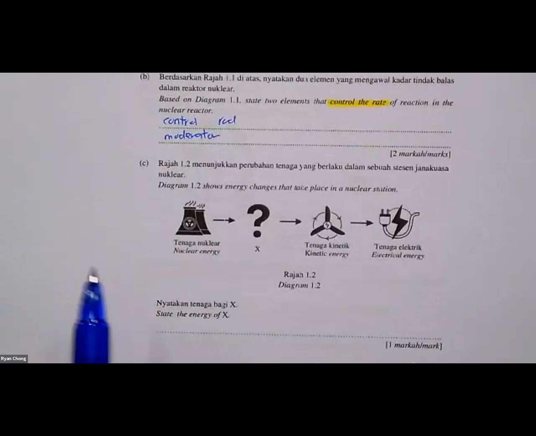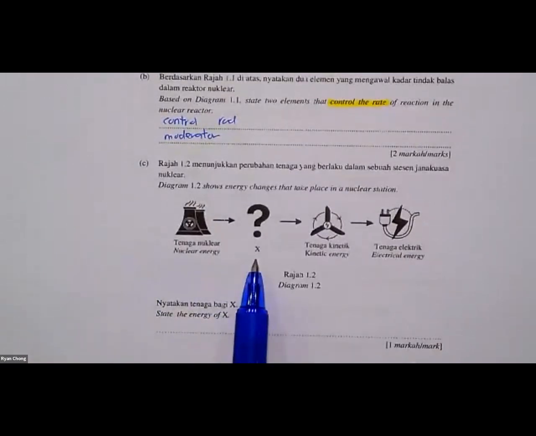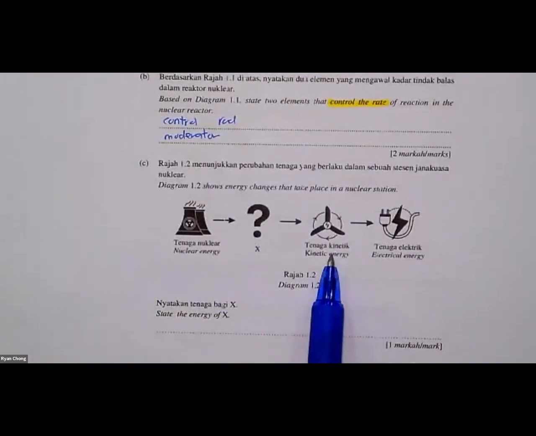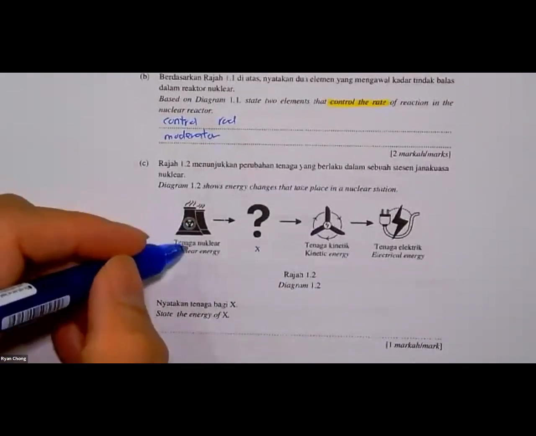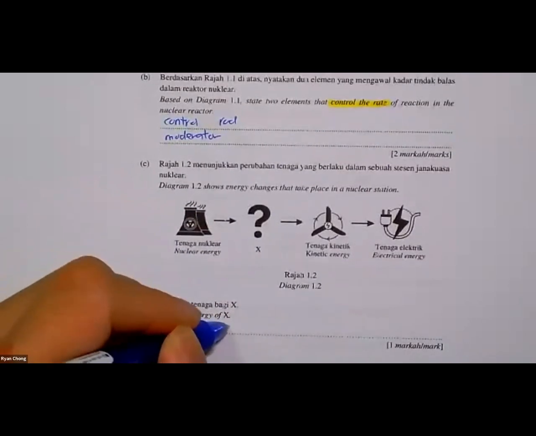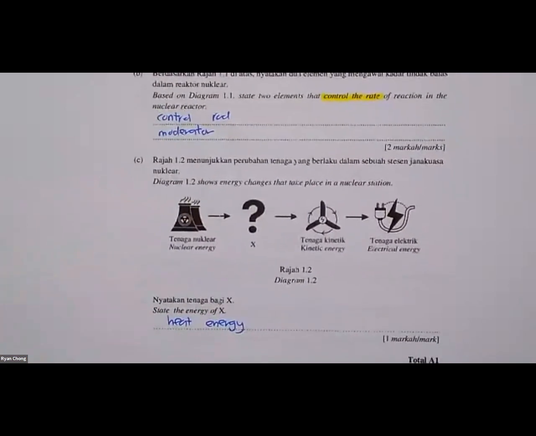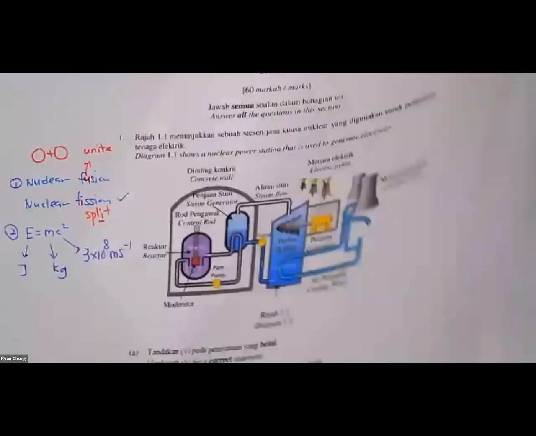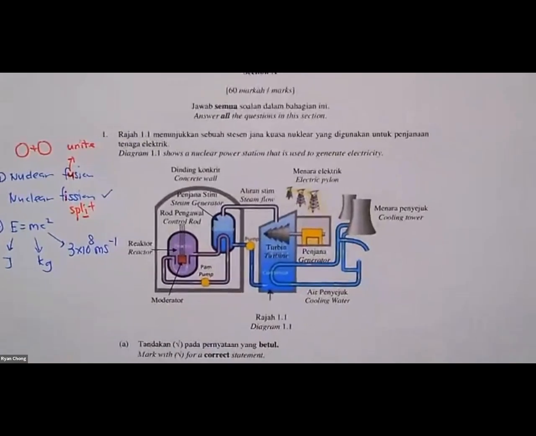Nuclear energy turns to kinetic, kinetic becomes electric. Actually, this nuclear energy will turn into heat first. So you have to know the process, because usually in your physics, we will have two types of essay questions. One of the essay questions will ask you to explain the process for 4 marks. So let's go back to this first page.